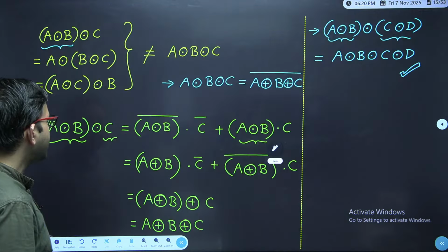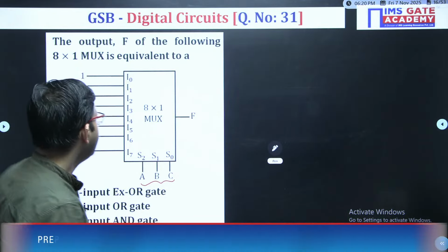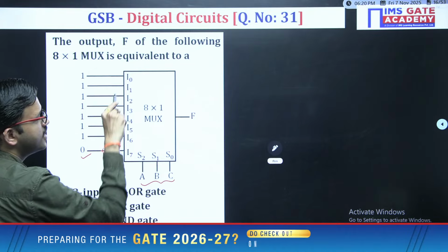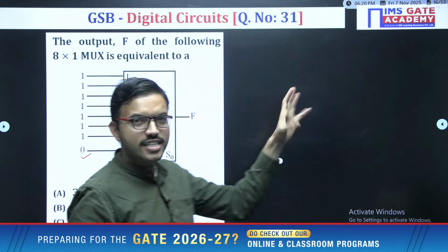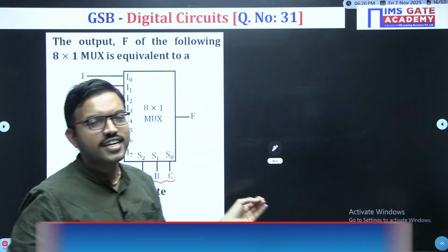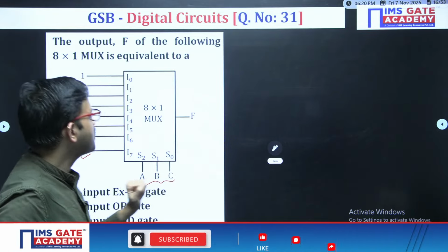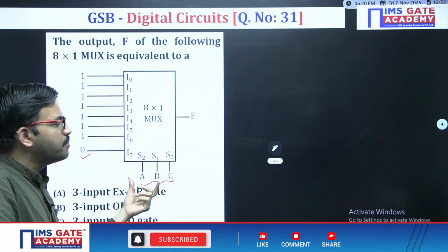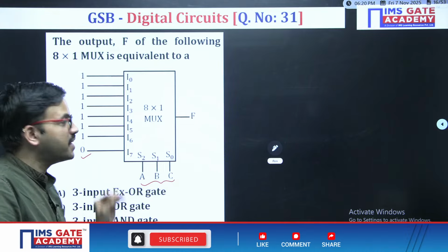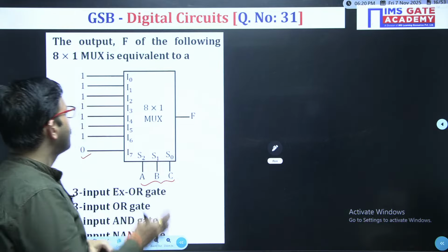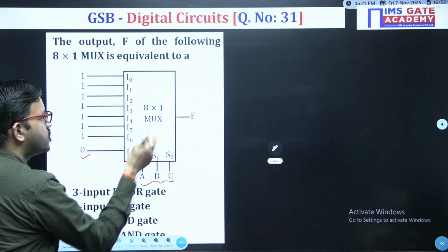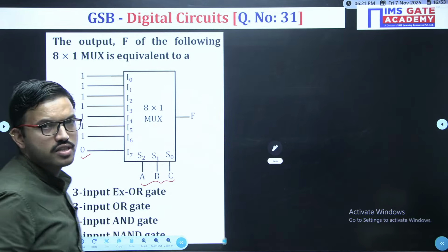Similarly, if you apply that logic here, because 7 inputs are non-zero, when you write 7 terms and then do the simplification, surprisingly the final expression you get is nothing but ABC whole bar only. Okay, but it will be a lengthy process. But for lengthy questions, if you know these basics, definitely you can solve the question in less time.